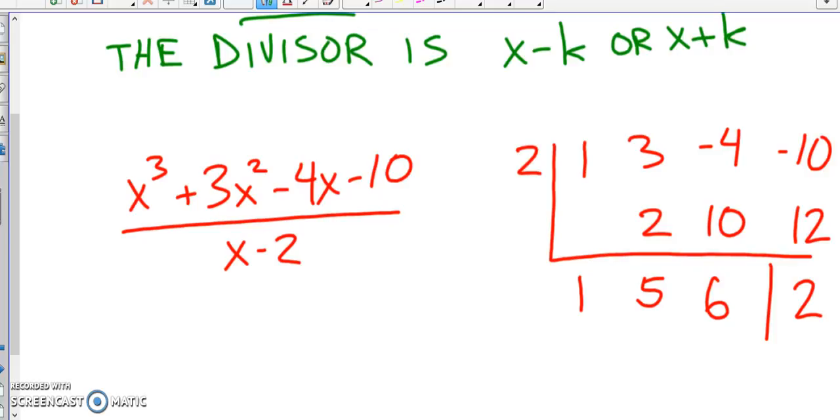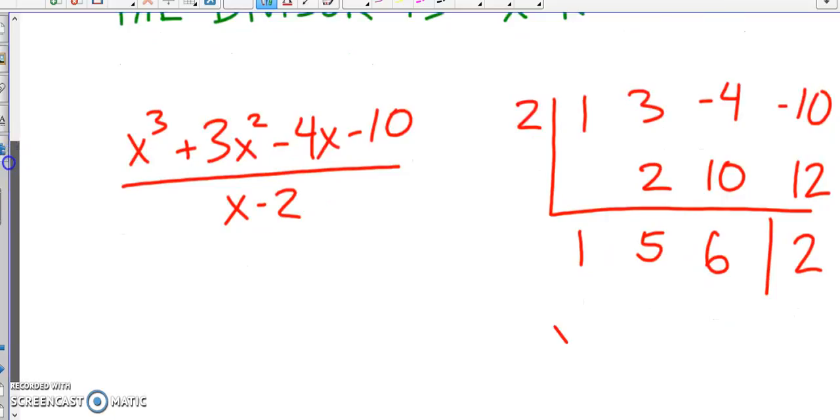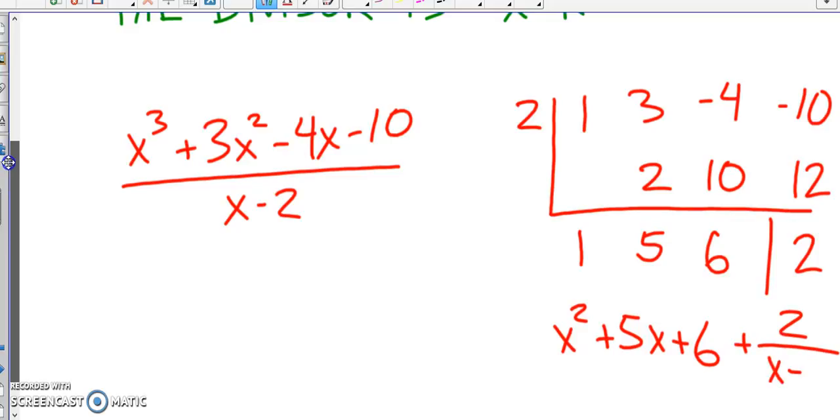And so whatever method you use to get this, the answer would be x squared plus 5x plus 6 plus 2 over x minus 2.